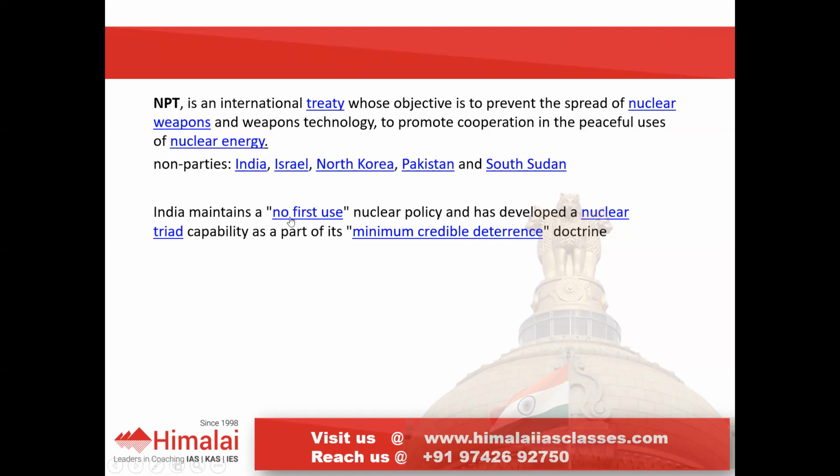India also assured the world that we will not use nuclear weapons on countries which do not have access to nuclear weapons. On those non-nuclearized countries, India will not attack using nuclear weapons. This was an assurance given by India, and even today it is following this assurance.